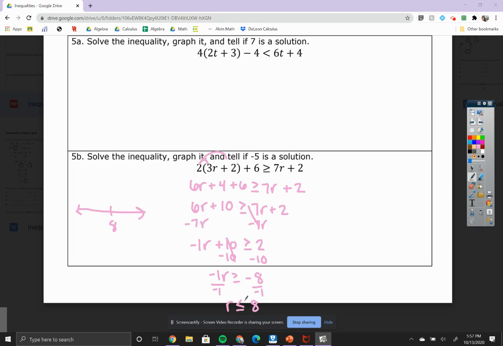So this, again, it's less than or equal to. That means it's a closed circle. And it's less than, so it'll be going left. And we need to tell if negative 5 is a solution. So I replace the r with a negative 5. And negative 5 is less than or equal to 8. That is true. So negative 5 is a solution.